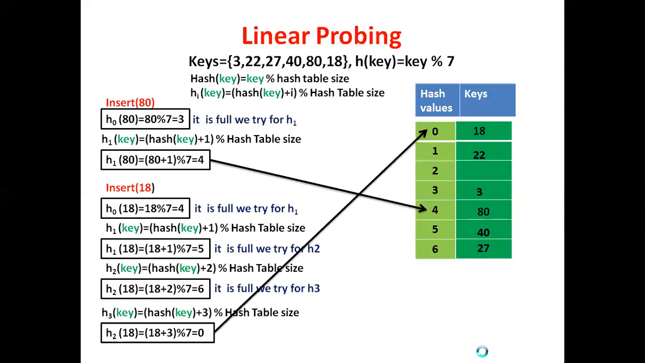Means in linear probing, we always check whether the next bucket is empty or not. If it is empty, then you can insert our key. If it is not empty, go for the next bucket. If it is empty, you can insert. Otherwise, you go for the next bucket until you find an empty bucket. So this is the solution for the linear probing problem.